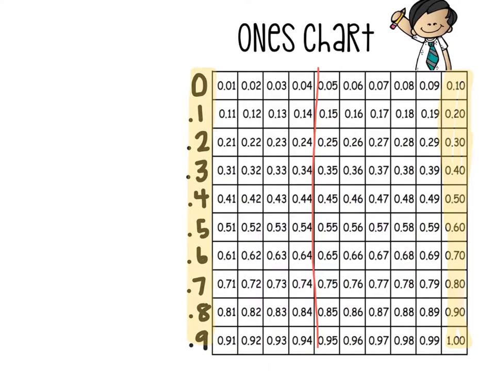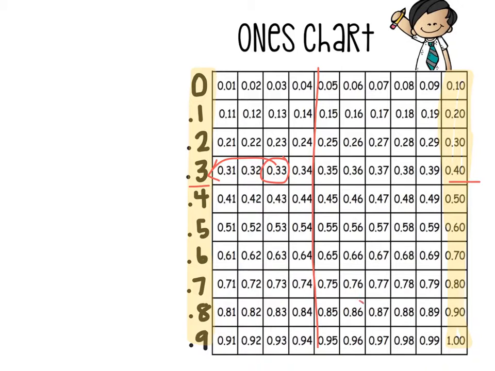So let's look at 33 hundredths. What 2/10 do we think 33 hundredths could round to? Well, it could round to 3/10 or it could round to 4/10. Which is 33 hundredths closer to? It is closer to 3/10. So 33 hundredths would round down to 3/10.